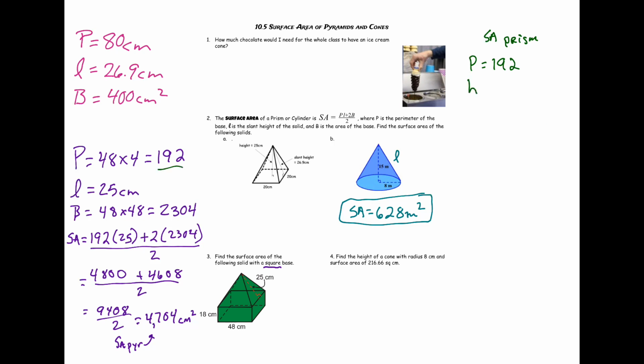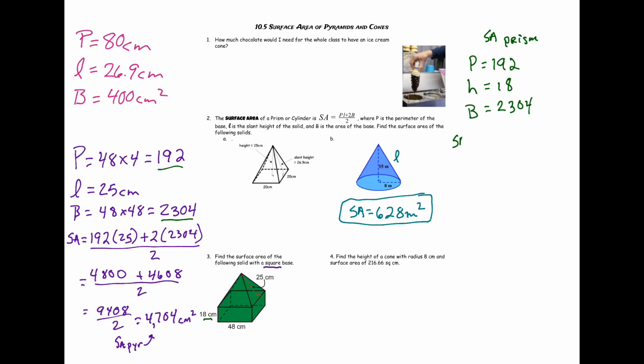Then I need the height of the prism. So this is H. The height of the prism is going to be this 18 centimeters. And then we need the area of the base. Once again, exact same as the base of our pyramid. They're sitting on top of each other. So 2304. Once you do the work for one, it does get a lot easier for the other one as well. So now we plug it into our formula.